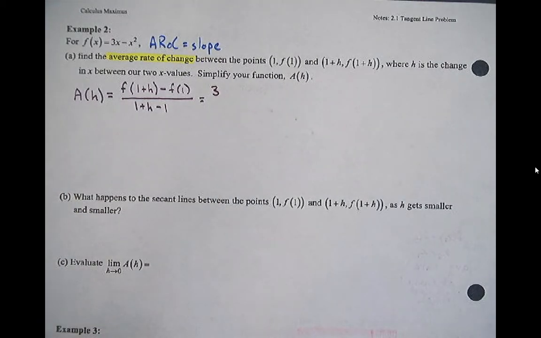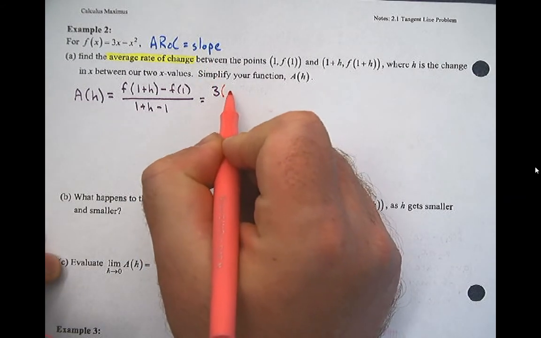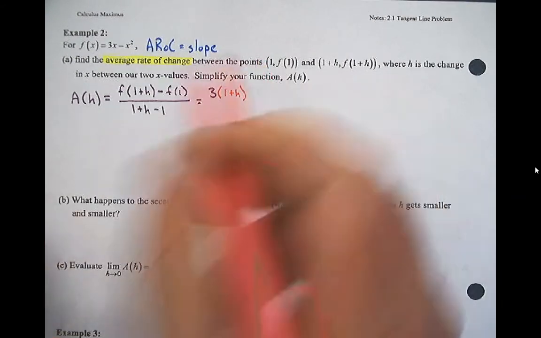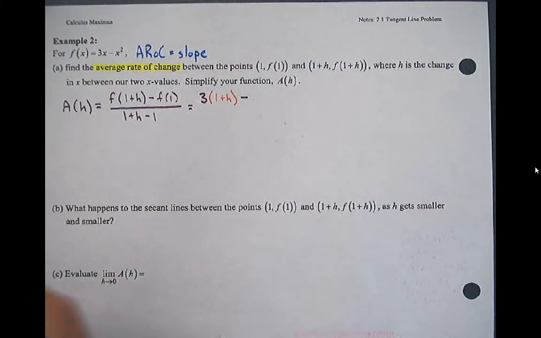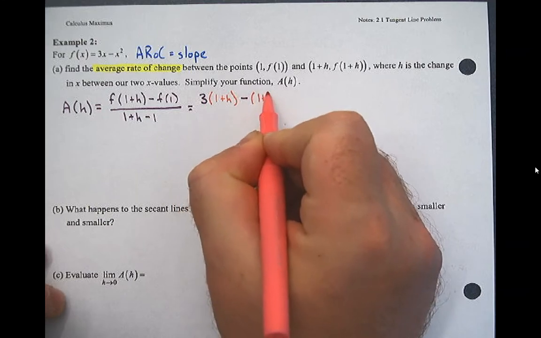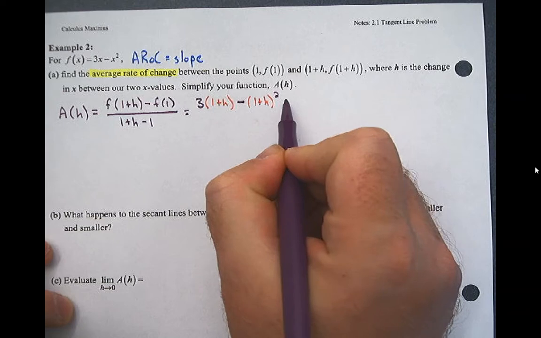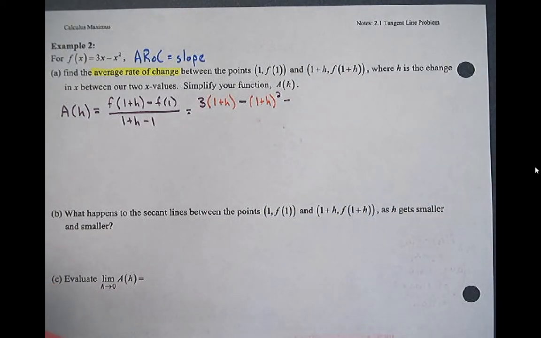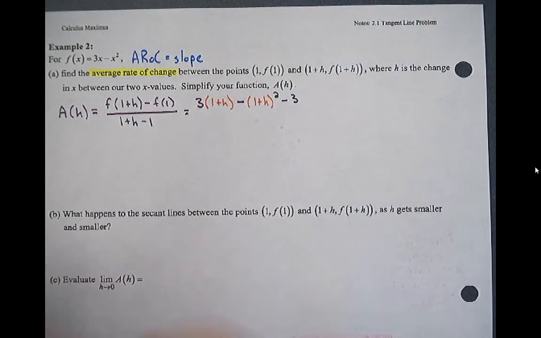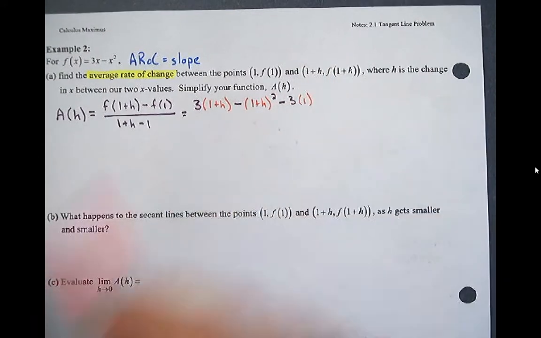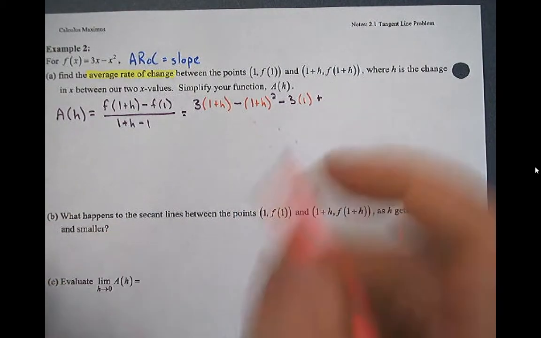So that's going to be, I'm going to grab a different color here to highlight this, 3 times 1 plus h minus 1 plus h squared, minus, and then I'm going to plug in 1 into these things, minus 3 times 1 plus 1 squared.